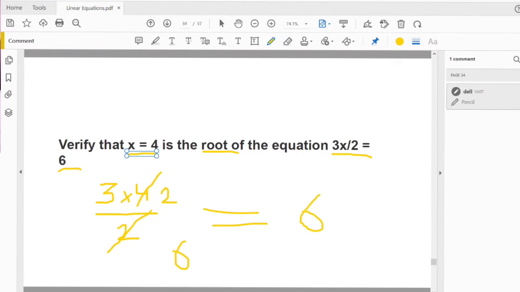Let me again tell you about the root. Root is basically that unit or that value which, if you put it in the equation, equalizes the equation. LHS would be equal to RHS. That is what root is all about.